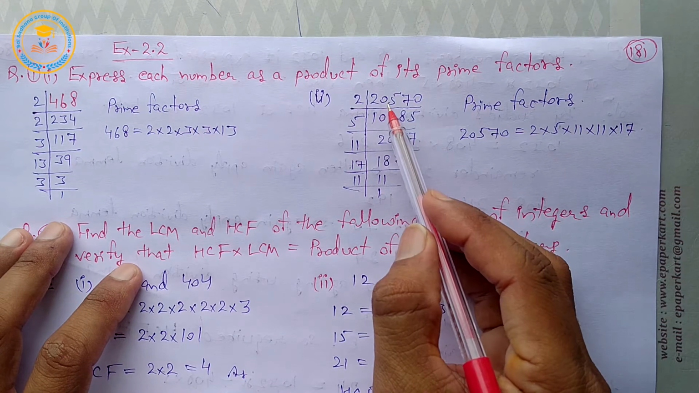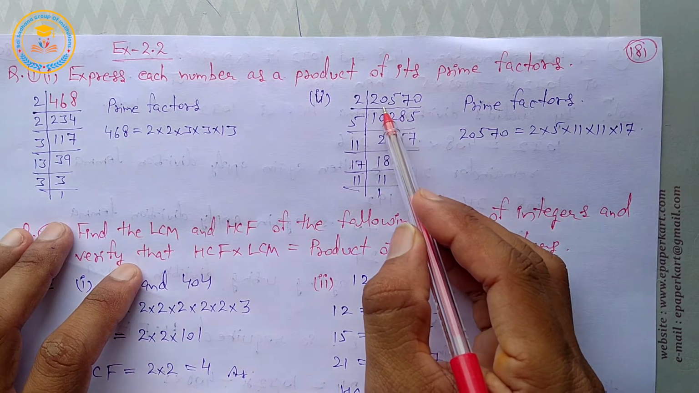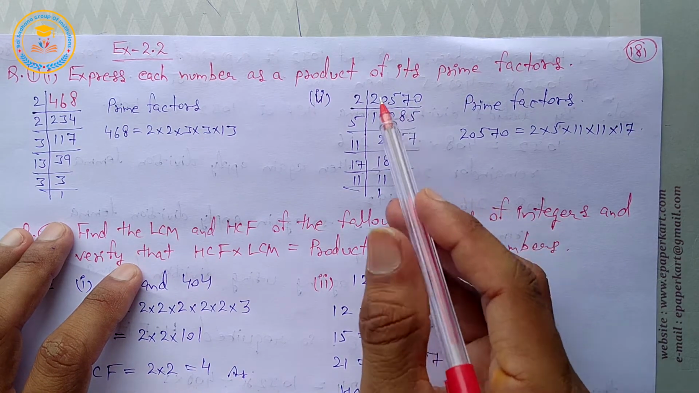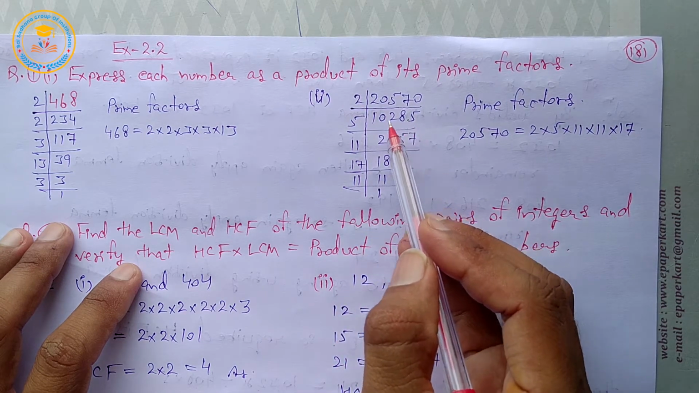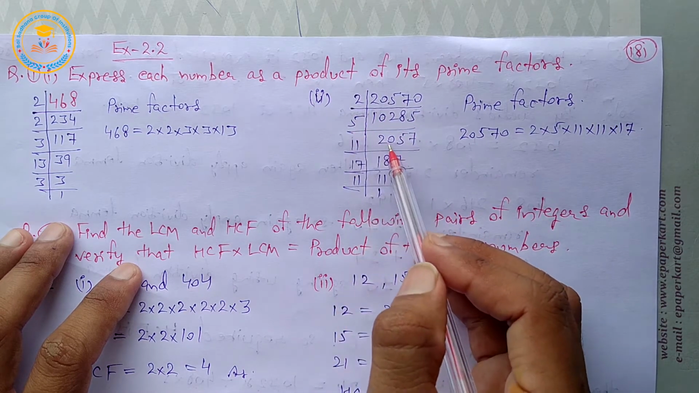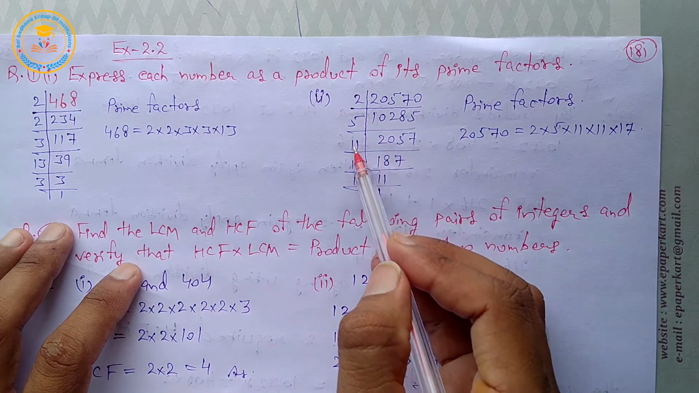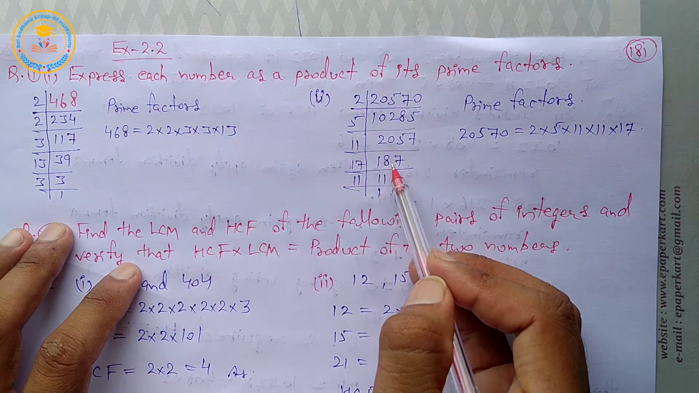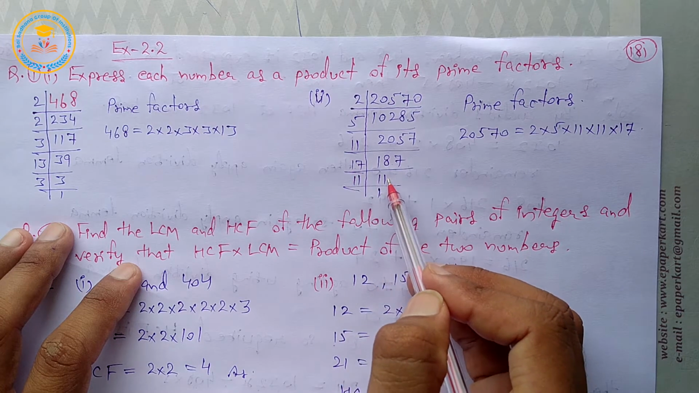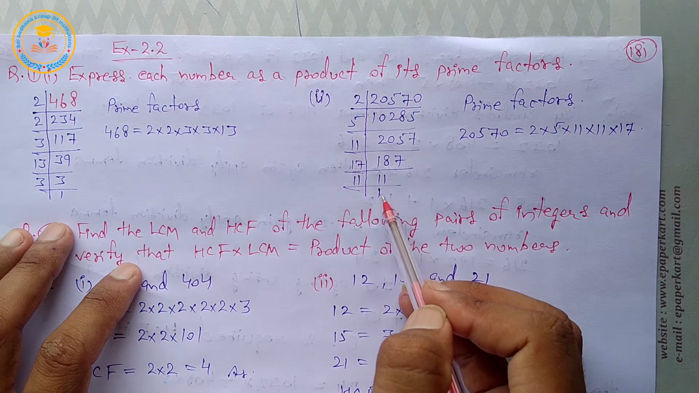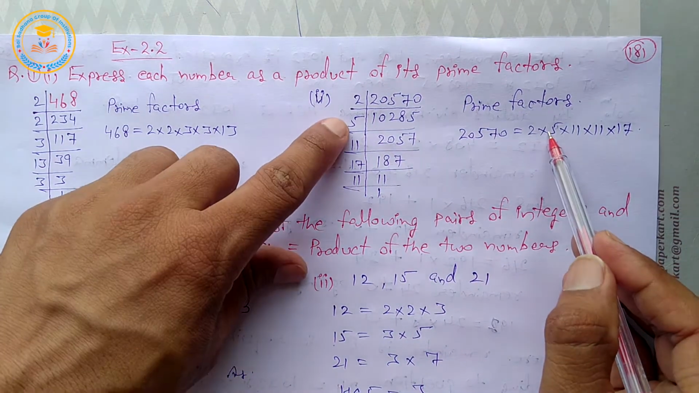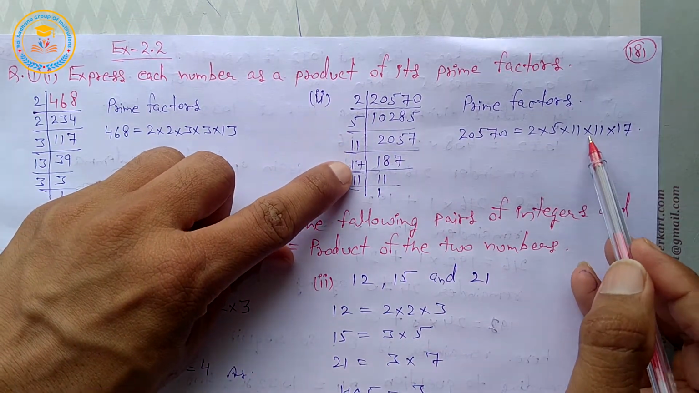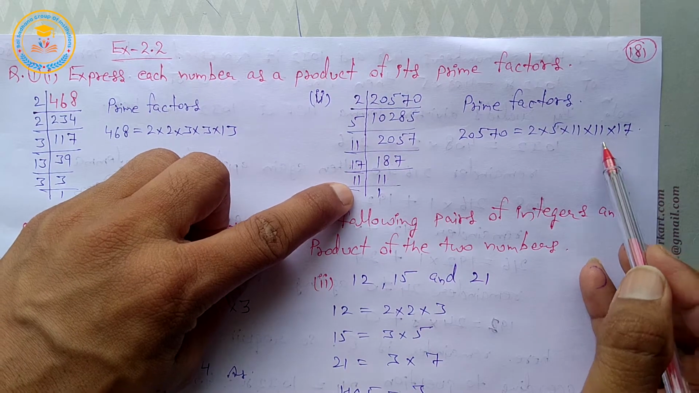Fifth part, 20,570 divided by 2, 10,285 divided by 5, 2,057 divided by 11, 187 divided by 11, 17 divided by 17, 1. So prime factors are 2 into 5 into 11 into 11 into 17. Answer.